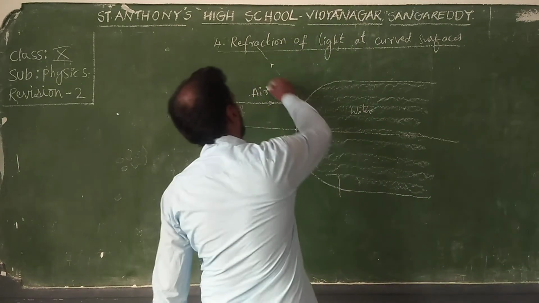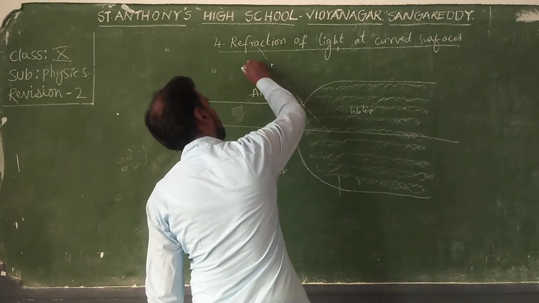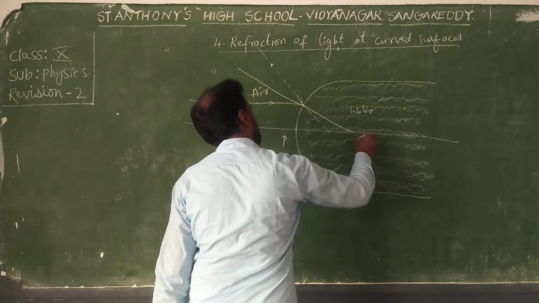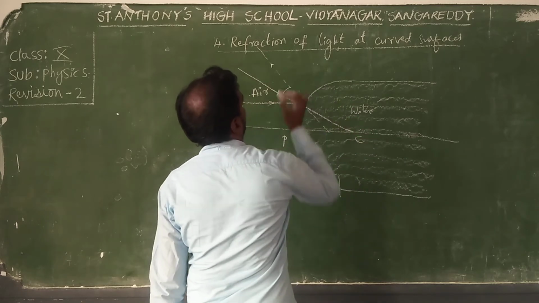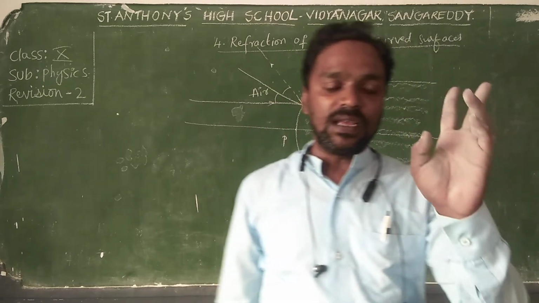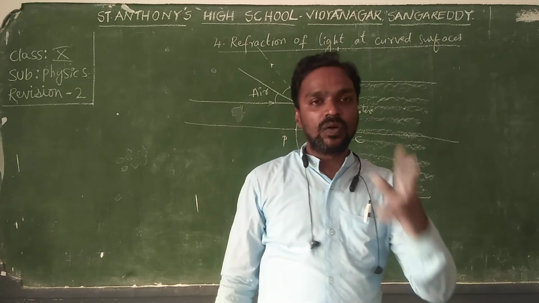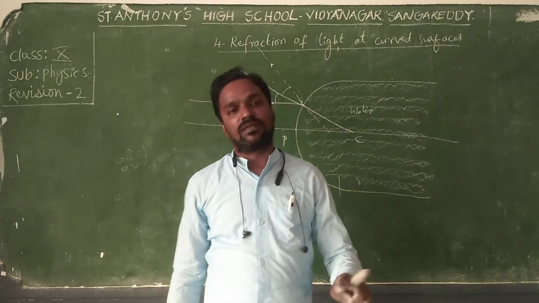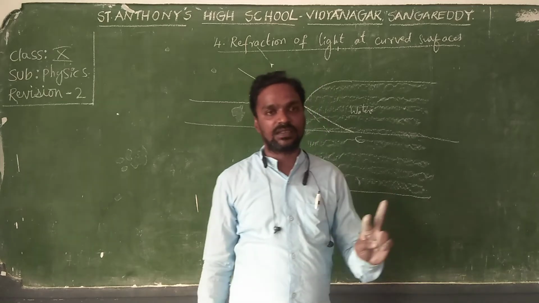Or center of curvature. If I take the normal, it should be taken equal. See from here, that normal will come and meet, and that forms the center of curvature. And here the angle of incidence and angle of refraction will be there, and both will be the same. Here two cases will be there: one is concave surface, one is convex surface.